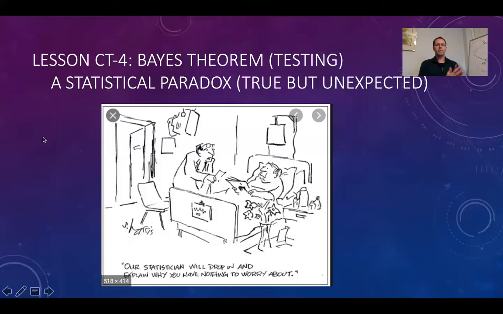All right, so Bayes' theorem, we're going to look at testing. And again, as I mentioned, a statistical paradox or a probabilistic paradox. There's this little cartoon where the doctor's looking at the guy in bed and he says, our statistician will drop in and explain why you have nothing to worry about. So what we're going to look at today is testing, test results. Usually in the textbooks, it's disease testing. So we'll talk about disease testing, but it can be any kind of test.